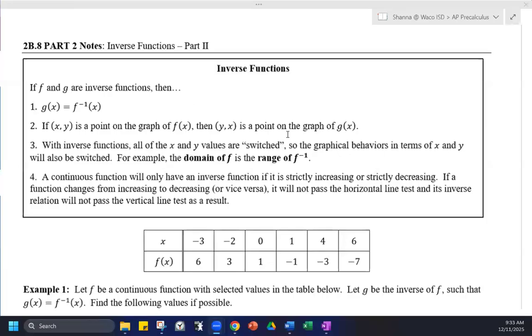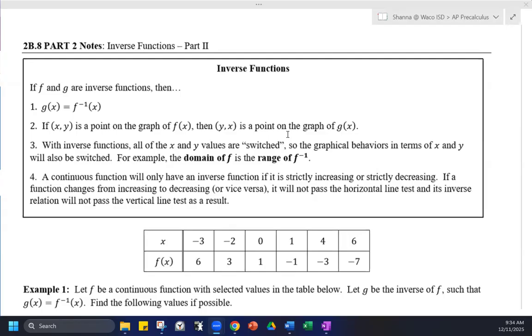Okay, part two. If f and g are inverse functions, then these things are true. g of x equals f to the negative one of x. If (x, y) is a point on the graph of f, then (y, x) is a point on g of x. And with inverse functions, all of the x and y values are switched, every single one, no matter how small it is.